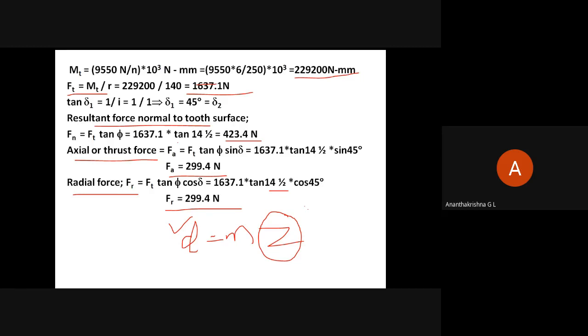Degree pressure angle. Please check what is the minimum number of teeth. Sir, 20. 20, correct? So it is 20, so I take Z as 20. Pitch circle diameter is given to you as D, so that is 280 mm. So 280 divided by 20 will give me how much? So it will give me module equal to 14, correct?